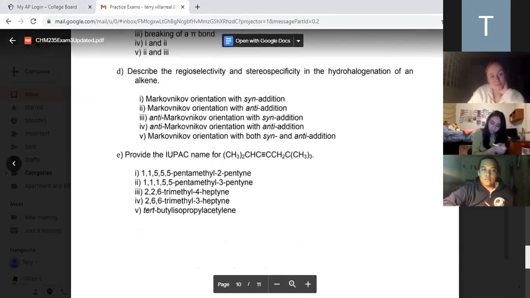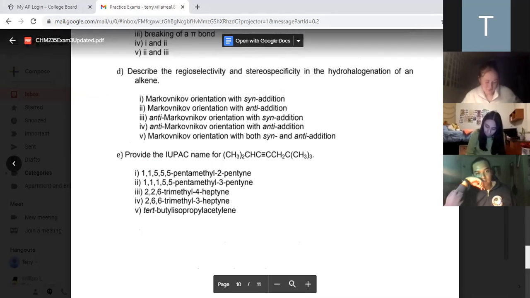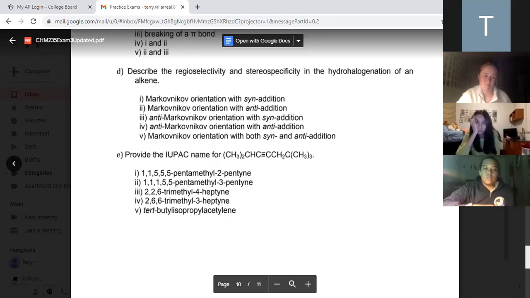Okay, describe the regioselectivity and stereospecificity in the hydrohalogenation of an alkene. So hydrohalogenation, its regioselectivity should be the easy one. What is the more common type of regioselectivity? Markovnikov or anti? Markovnikov is the much more common one.